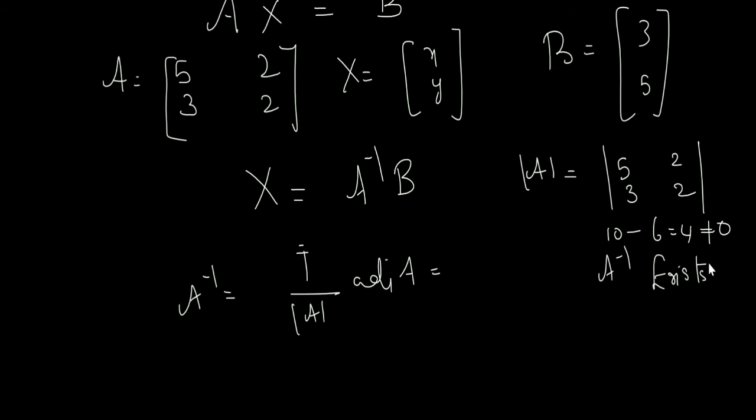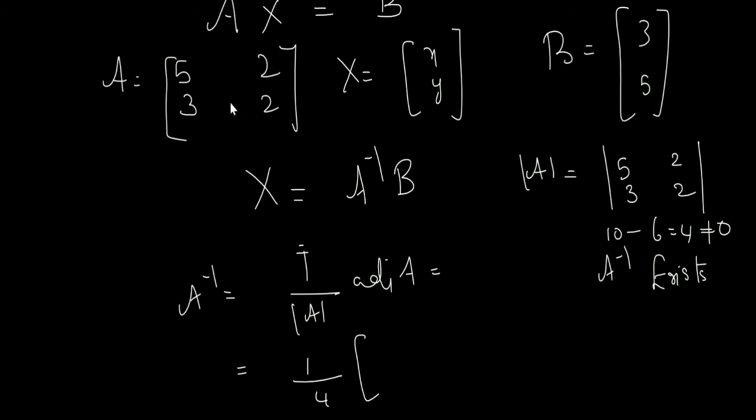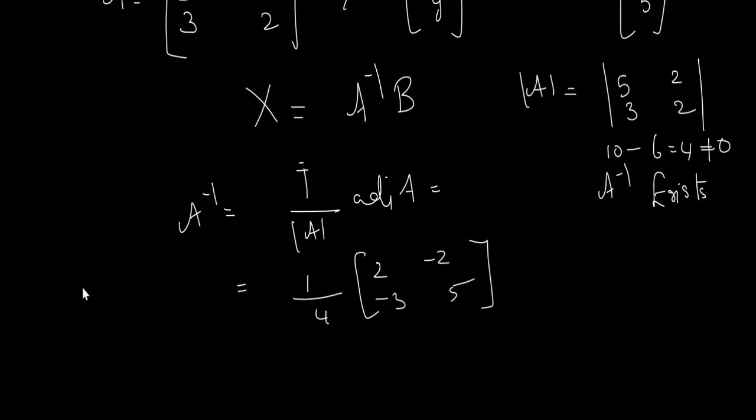This statement is very important. If determinant of A is equal to 0, you cannot find A inverse, so you cannot solve. You can just stop here. A inverse doesn't exist, but here it is 4. So A inverse exists. So 1 by 4, adjoint of A is, interchange these two. So it will become 2, 5. Change the sign of these two. So minus 2, minus 3. So A inverse we found.